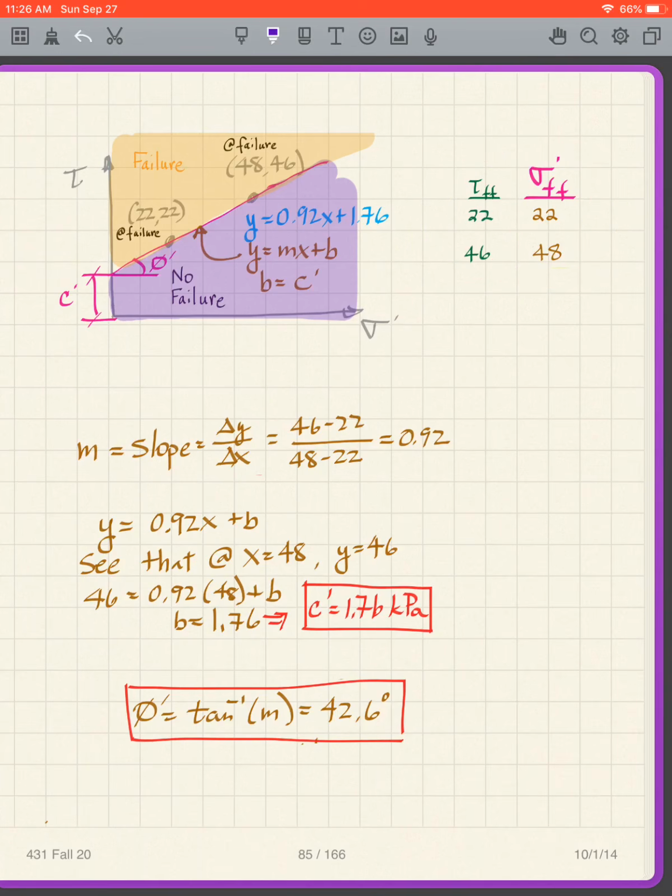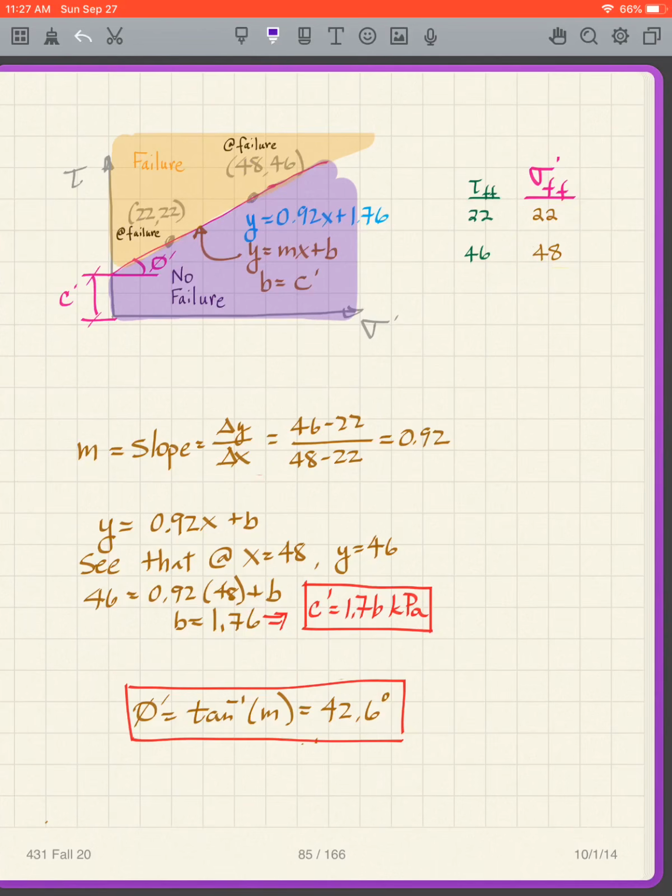And so we have 22, 22, 48, 46. So there they are. We draw a line through the two of those points, and that is our failure envelope, meaning that if we're below it, there's no failure. If our stress in situ is above it, then we do have failure. The intercept we call c prime, and the angle there we call phi prime.